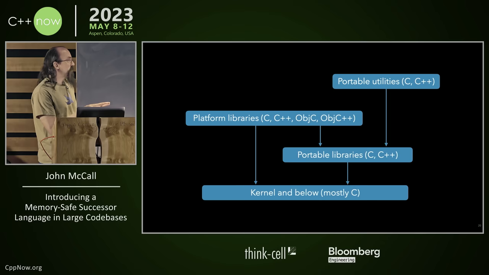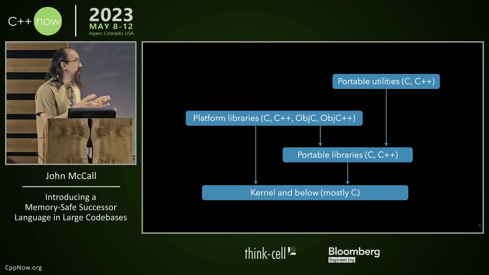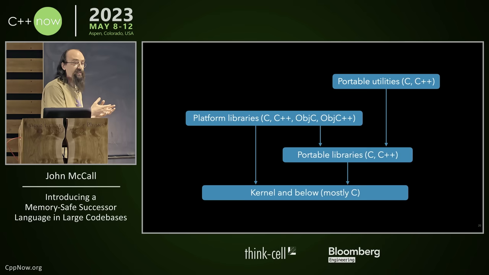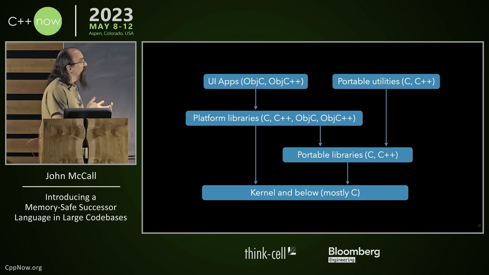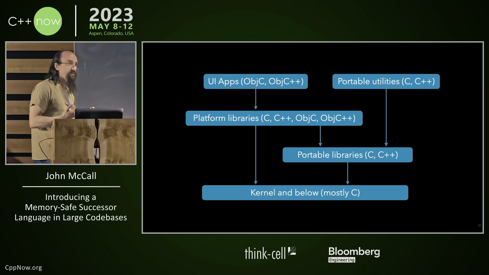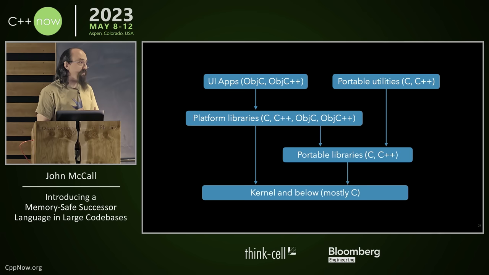Platform-specific libraries, of which we've got a ton, can be written in any of our languages, but for similar reasons to the portable libraries, they only expose APIs to the SDK in C or Objective-C. The UI libraries in particular are written in Objective-C or provide an Objective-C API, and therefore UI apps in particular have to be written in at least Objective-C. They often are written in Objective-C++ so that they also can build in a C++ portable library, such as WebKit.